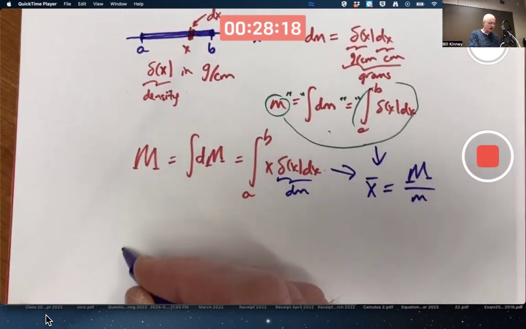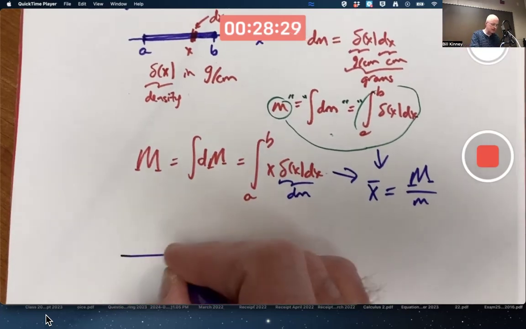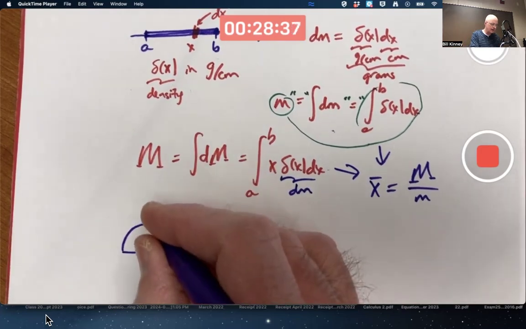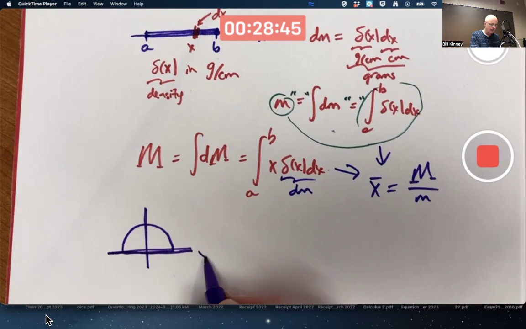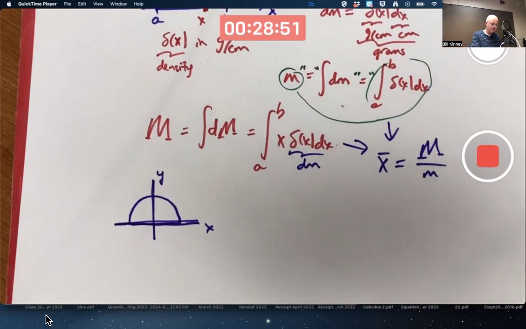We did do some problems also where we had thin plates instead of thin rods, effectively two-dimensional objects instead of a one-dimensional object. The example we did in class was a semicircle. And say we've situated this so that the y-axis goes through the middle of it, straight up and down, and the x-axis is along the diameter. And we also have a density function, once again, that could depend on x or it could depend on y, or it could depend on both x and y.